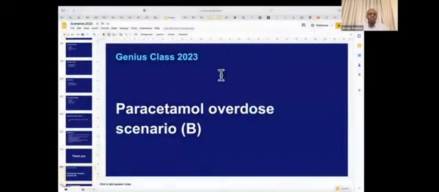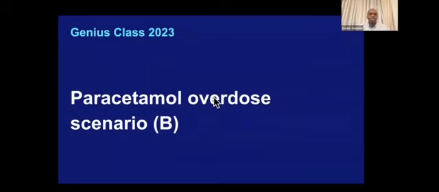The next task we'll be looking at is the suicidal risk assessment. Let me share the screen so we can have a look one more time. Good, so here we go. This is a case of paracetamol overdose, but essentially it's about suicidal risk assessment. Paracetamol overdose, scenario B.